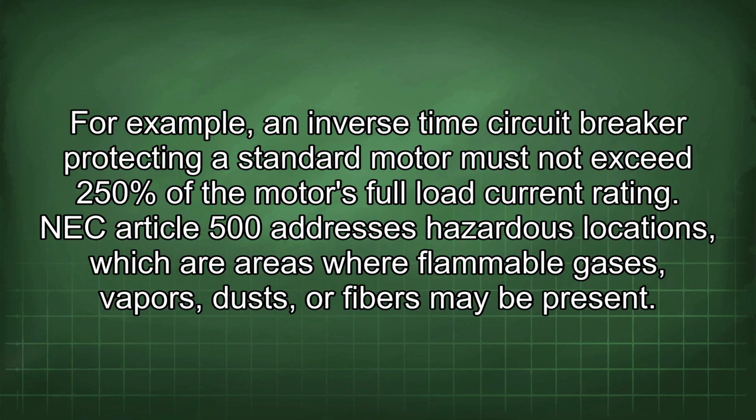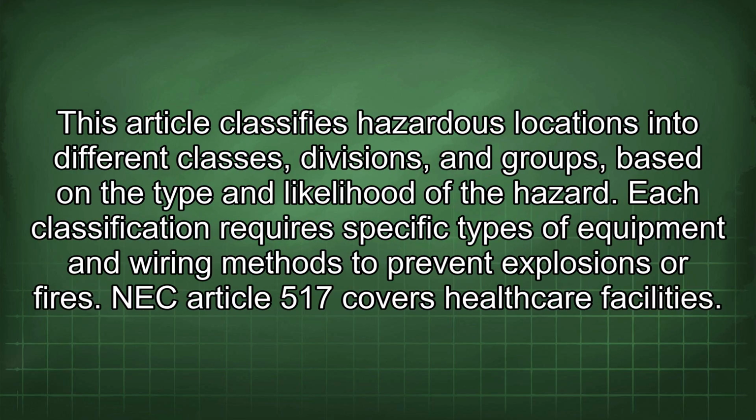NEC Article 500 addresses hazardous locations, which are areas where flammable gases, vapors, dusts, or fibers may be present. This article classifies hazardous locations into different classes, divisions, and groups based on the type and likelihood of the hazard. Each classification requires specific types of equipment and wiring methods to prevent explosions or fires.